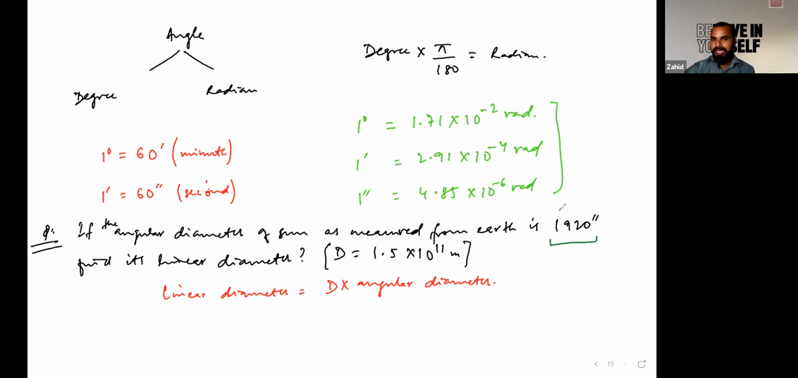Okay, so we have been given 1920 seconds as the angular diameter. First, we have to calculate this particular term in terms of radian measurement. We have a direct relation to convert seconds into radian. Just multiply that particular term 1920 with 4.85 × 10⁻⁶, and put this term in this equation to obtain the linear diameter.